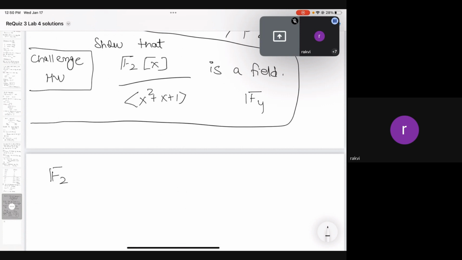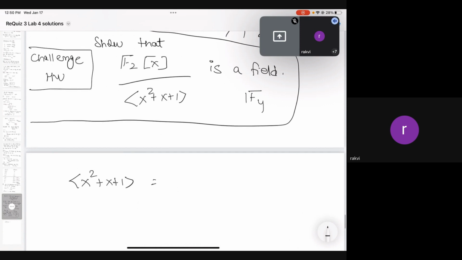Don't we have to show that this is an ideal for the quotient to make sense? Well, this is an ideal. I'm taking the ideal generated by x squared plus x plus 1. So let's just discuss this ideal also. What is ⟨x squared plus x plus 1⟩? This is basically all the multiples f times (x squared plus x plus 1), where f belongs to F2[x]. You can show that it is an ideal.